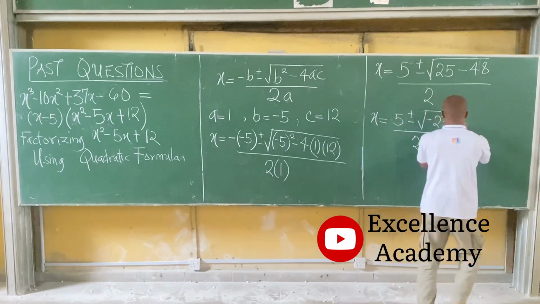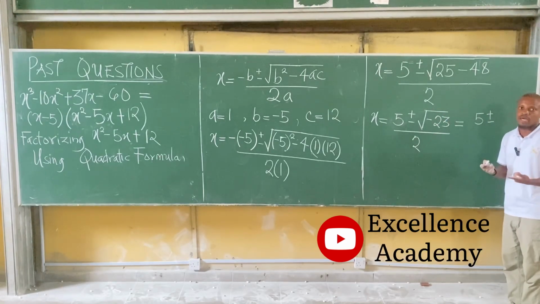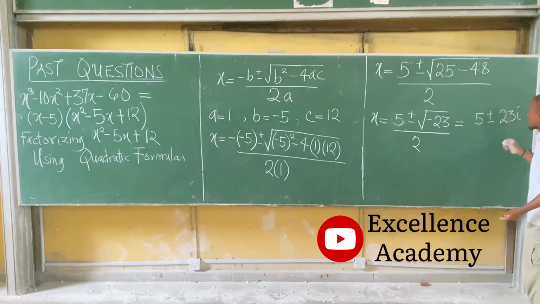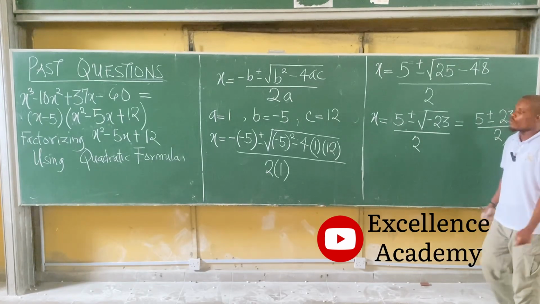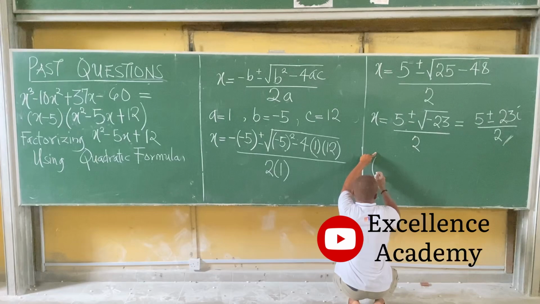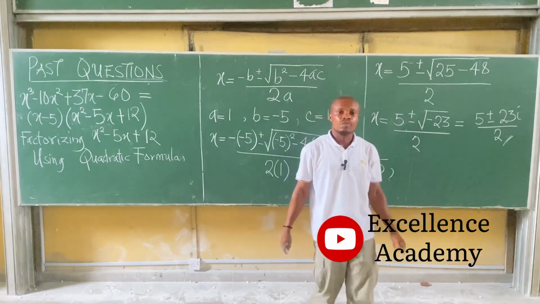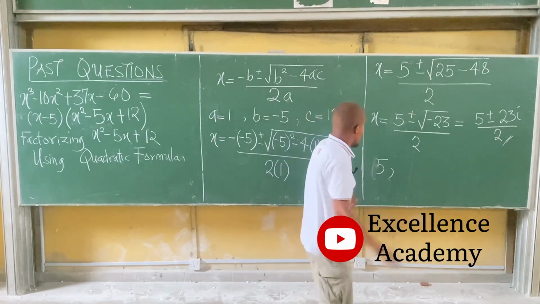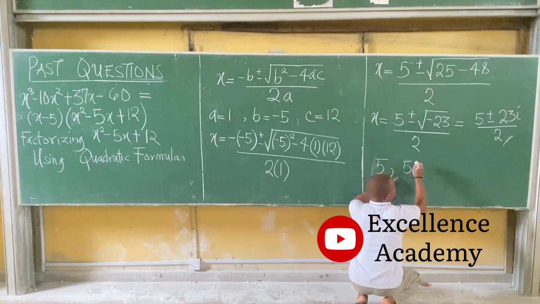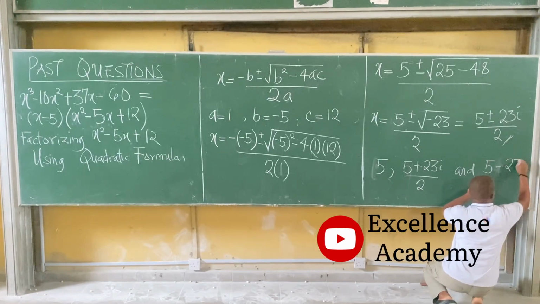Alright. This can be written as 5 plus minus, mind you, this is a negative number inside a root. What comes to our mind? Complex number. So I'm having 5 plus minus the square root of 23 i over 2. Therefore, your factors for x are 5 plus the square root of 23 i over 2 and 5 minus the square root of 23 i over 2.